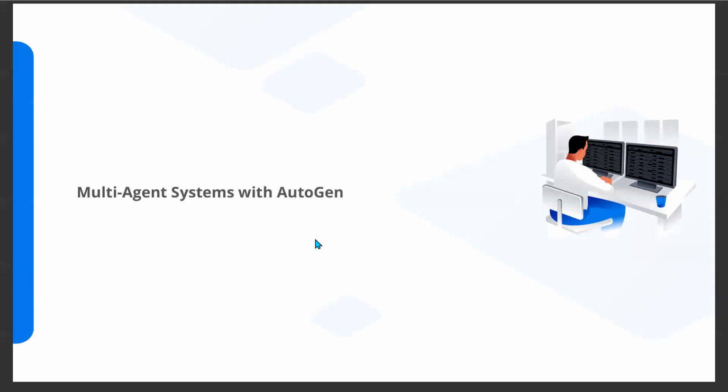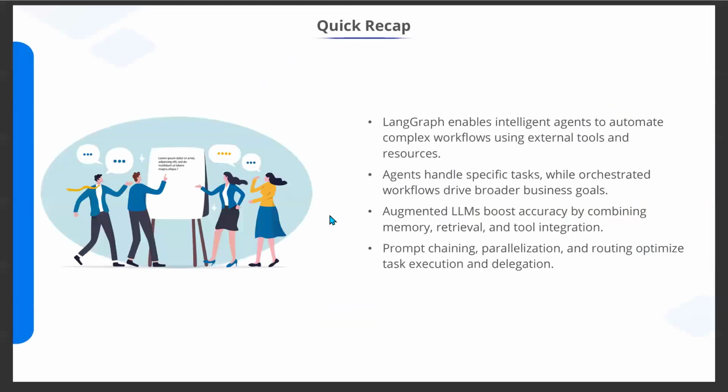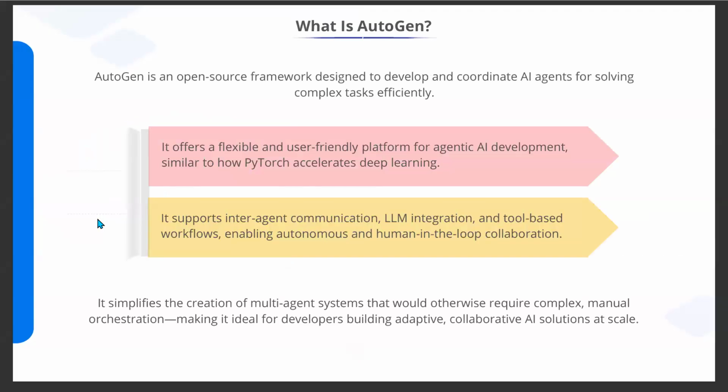Multi-agent systems with AutoGen. We have seen in the earlier session prompt chaining, parallelization, routing, and optimization. Now it's time to discuss what AutoGen is. AutoGen is an open source framework designed to develop and coordinate AI agents for solving complex tasks efficiently. Let us understand it with a real-time example.